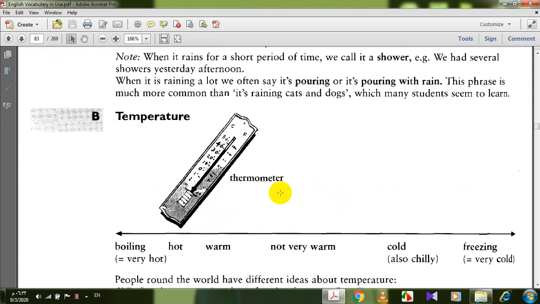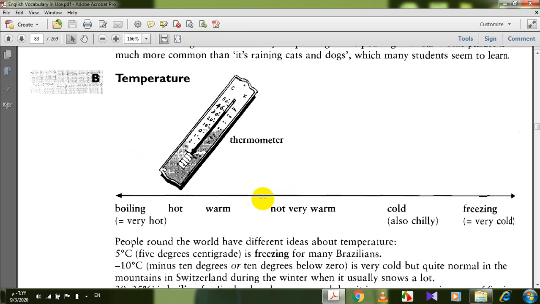Temperature. A thermometer is an instrument used for measuring the temperature of somebody, of something. Boiling, very hot, hot, warm, not very warm, cold, also chilly. Cold means chilly. Freezing, very cold. Chilly, okay? Too cold, you can say.